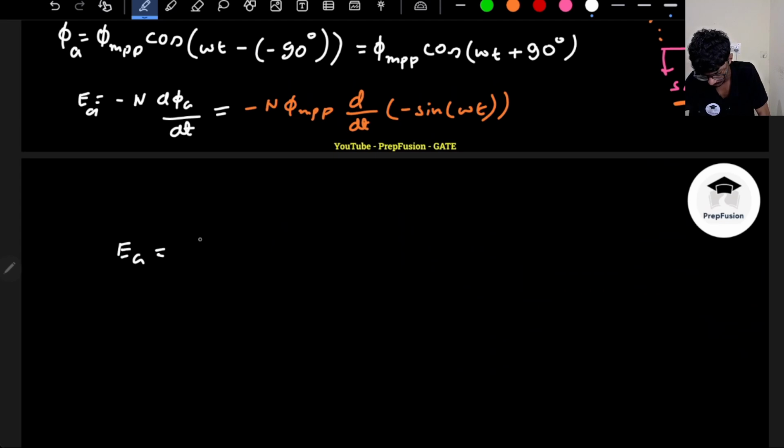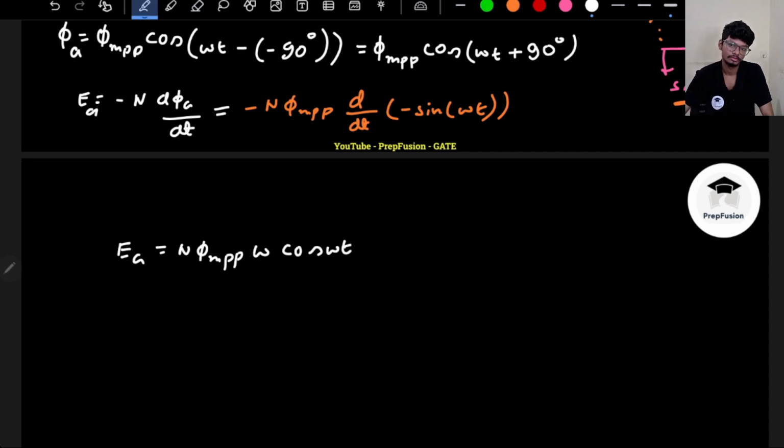Induced EMF of the coil A will come out to be N phi max, already we know this actually. It will be cos omega t, with omega obviously there as a constant. So what do we observe in terms of phasor?